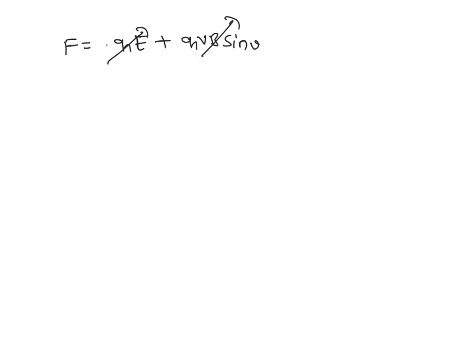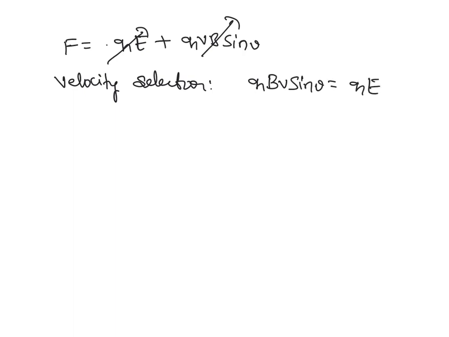After that you have studied the velocity selector. In the velocity selector, qvB sin θ must be equal to qE. Usually we take θ as 90 degrees, so sin 90 becomes 1. That is the condition in the velocity selector: qvB equals qE, so the velocity of the charged particle in the velocity selector must be constant, and its value is E divided by B.